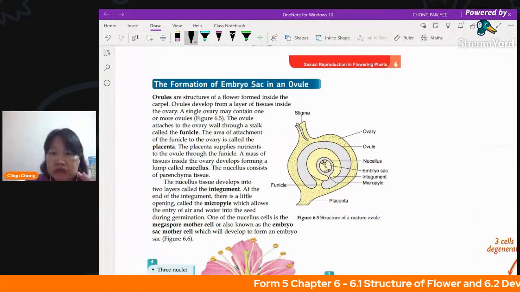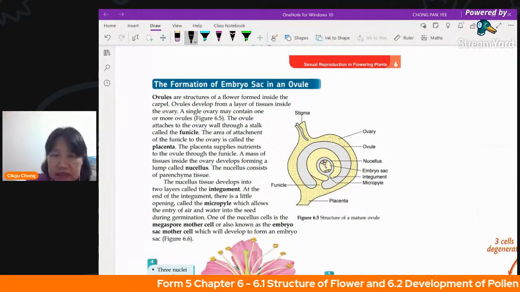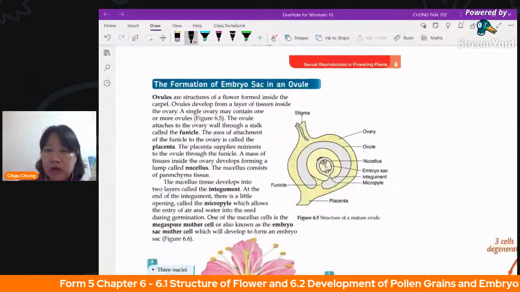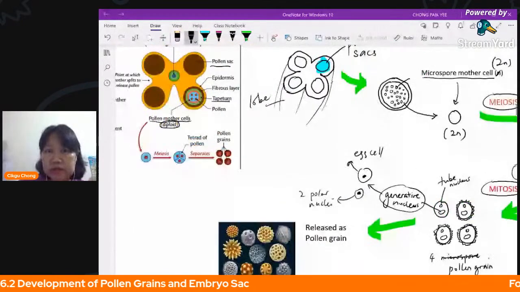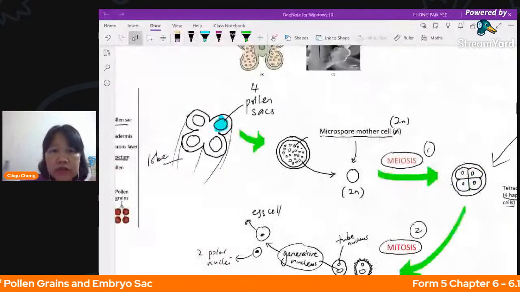So this picture is only drawing one ovule. In the picture I drew here, there are 6. So don't think that one ovary only produces one ovule. One ovary can produce many, this one I didn't show you.